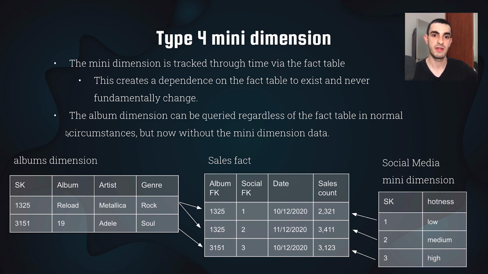And this is the last point I'm tracking here. The album dimension can be queried regardless of the fact table in normal circumstances. So if I had the social media hotness as another data point as slowly changing dimension type 2 in the albums, I would have been able to track the changes over time just by looking at the dimension table. But once I'm doing mini dimension, I lose this ability. So this is one of the things to consider when you go to a mini dimension solution.